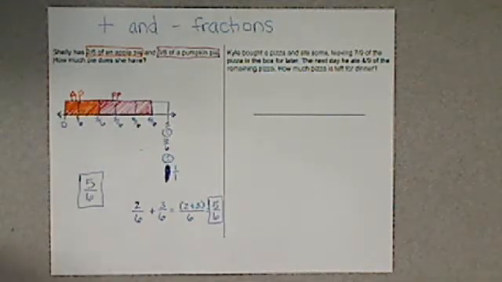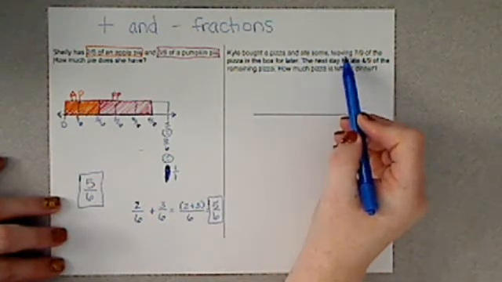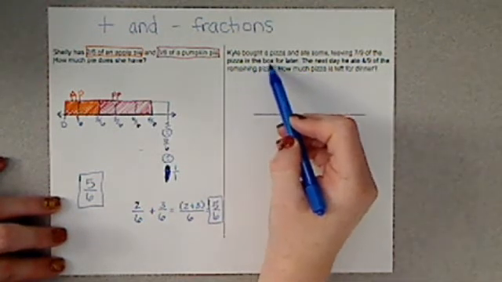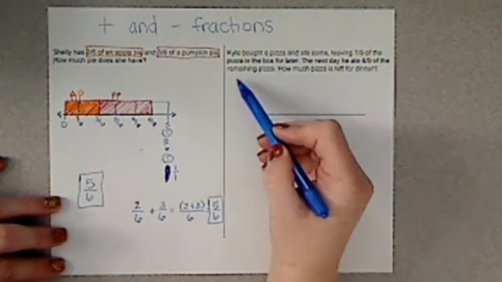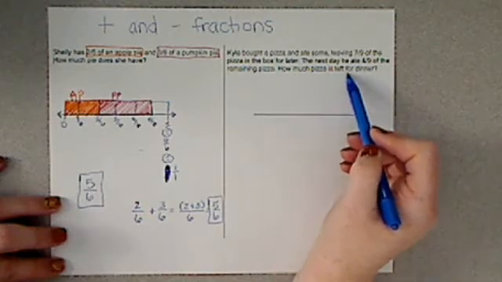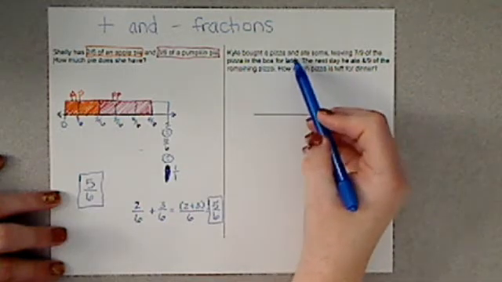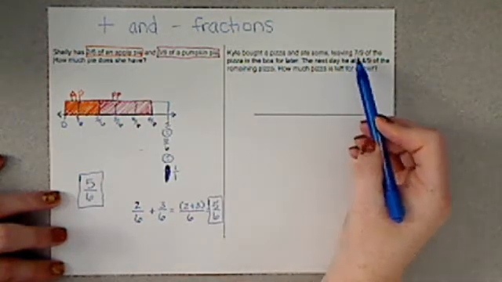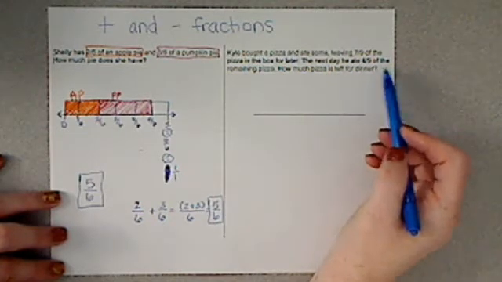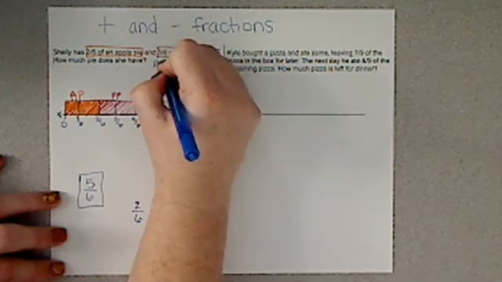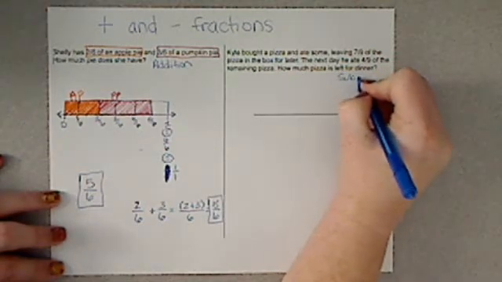All right, so let's look at our next one. Kyle bought a pizza and ate some, leaving 7/9 of the pizza in the box for later. The next day, he ate 4/9 of the remaining pizza. How much pizza is left for dinner? Now, in this case, I'm starting with a whole pizza. Some is getting eaten, leaving a part, and the next day, more is getting eaten. So while this one was addition, we're now looking at subtraction.